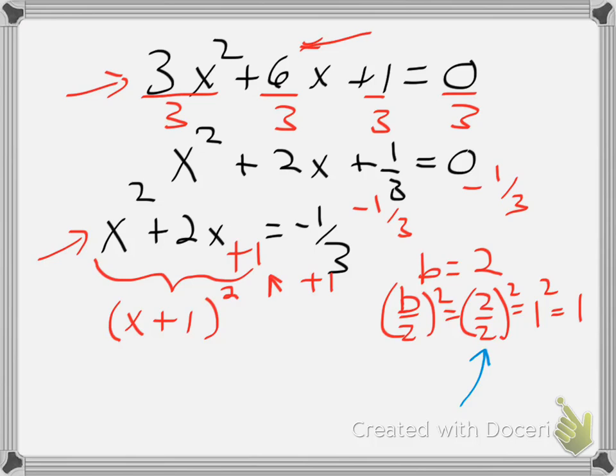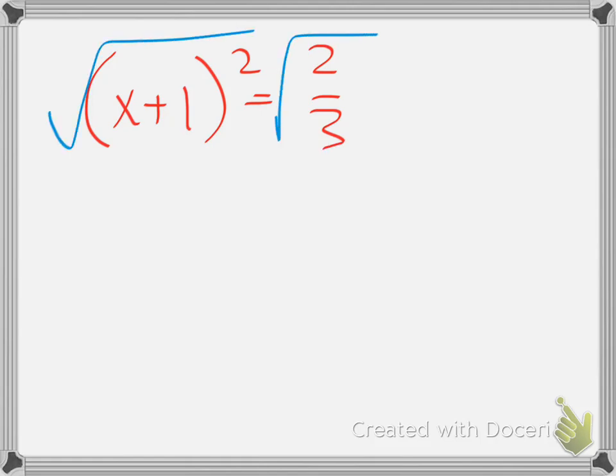Now over here on the right, I'm adding negative 1/3 and 1, which is the same thing as adding 3/3. So this is equal to positive 2 over 3. Now this becomes a problem where you solve by taking the square root. And let me give myself some more room here. So I have x plus 1 squared equals 2/3. So my first step is to take the square root of each side. I'm left with x plus 1 as they cancel out, plus or minus square root of 2/3.